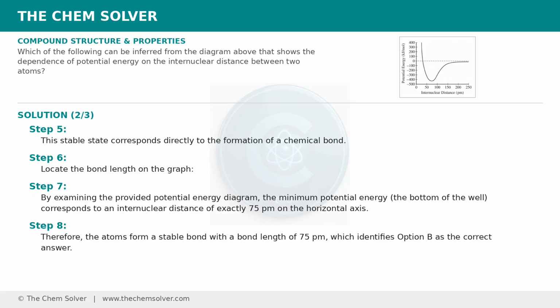Locate the bond length on the graph by examining the provided potential energy diagram. The minimum potential energy, the bottom of the well, corresponds to an internuclear distance of exactly 75 picometers on the horizontal axis. Therefore, the atoms form a stable bond with a bond length of 75 picometers, which identifies option B as the correct answer.